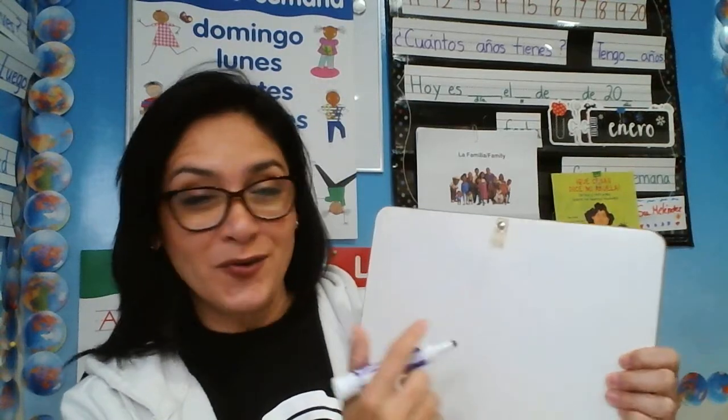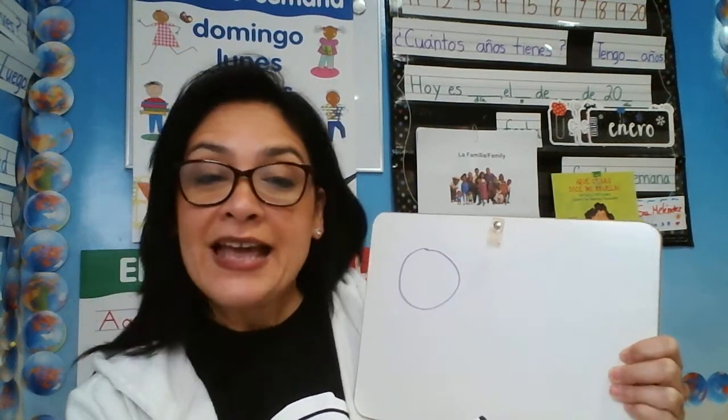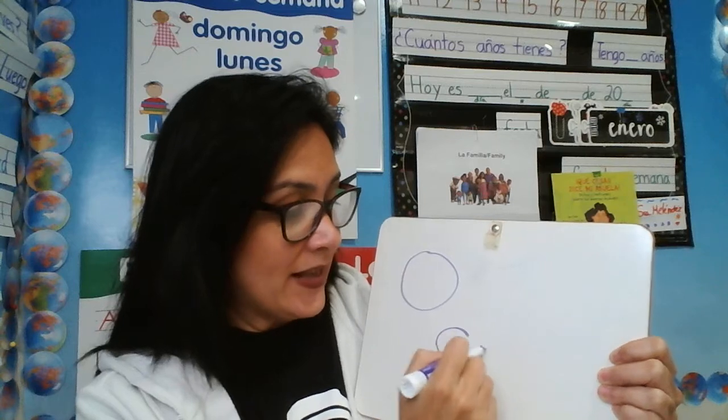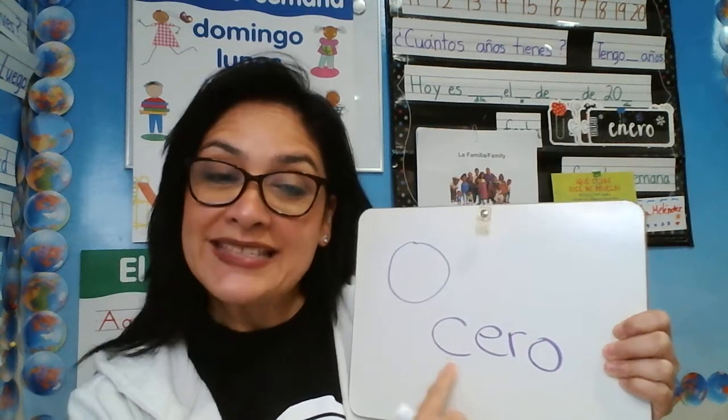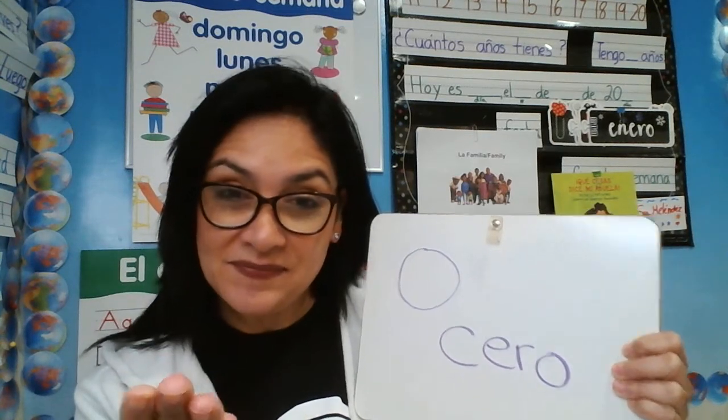Hoy vamos a practicar los números. We are going to practice our numbers. To say 0, and I'm going to start writing 0 because I don't see my card for 0. Cero. Repite. Cero. And you'll notice it looks like the word zero in English. Instead of a C, in English we have a Z.